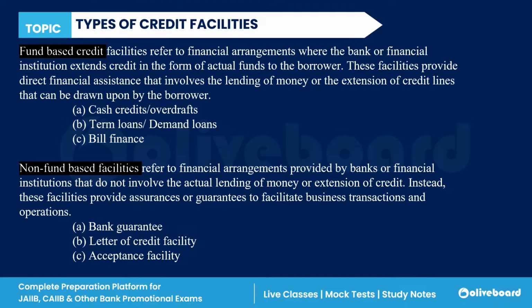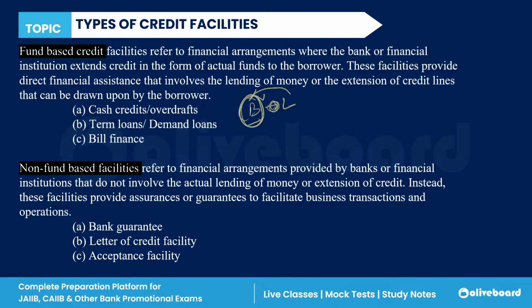Now, type of credit facilities. If we talk about the types of credit facility, there are two types: fund-based credit facility and non-fund-based credit facility. Fund-based is where there is an actual flow of funds from lender to borrower. The borrower receives the money directly from the lender. There is a flow of cash, like when you are giving a loan as a banker. So this is a fund-based facility, where there is a flow of money from the lender to the borrower.